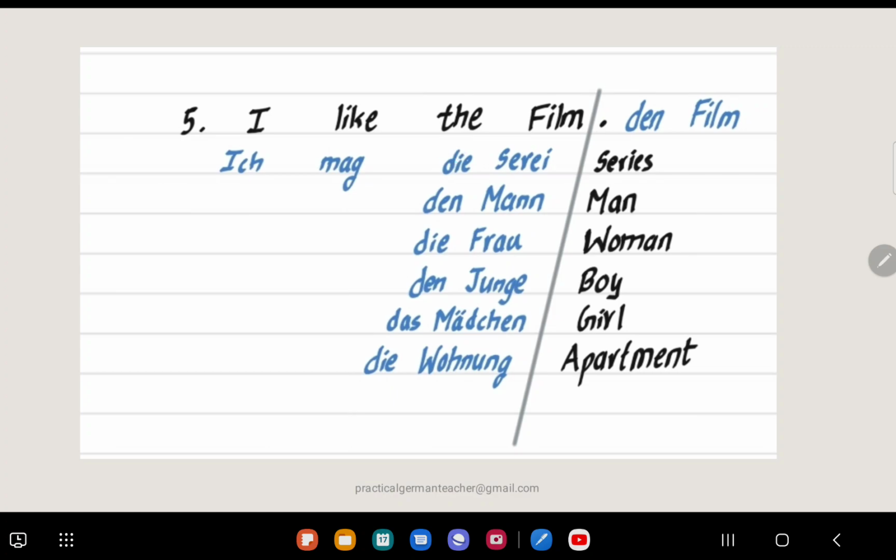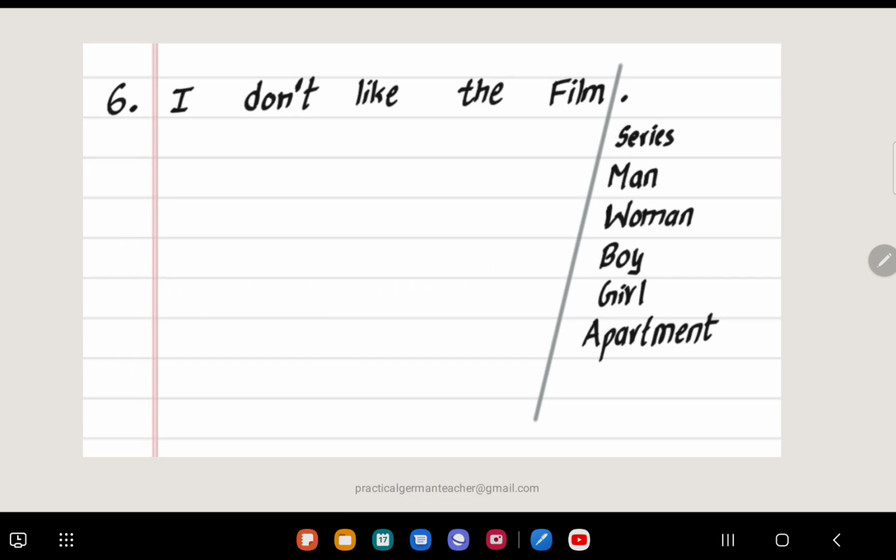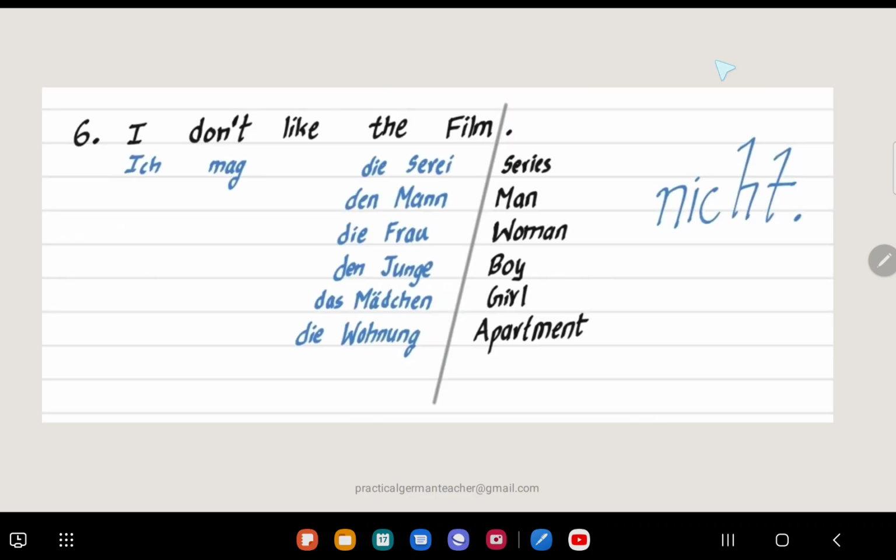So ich mag, and what comes after mag will be in Akkusativ. So Film becomes der Film, becomes den Film. Series, die Serie, den Mann, die Frau, den Junge, das Mädchen, die Wohnung. I don't like, what you have to do is just add the word nicht at the end. Okay.